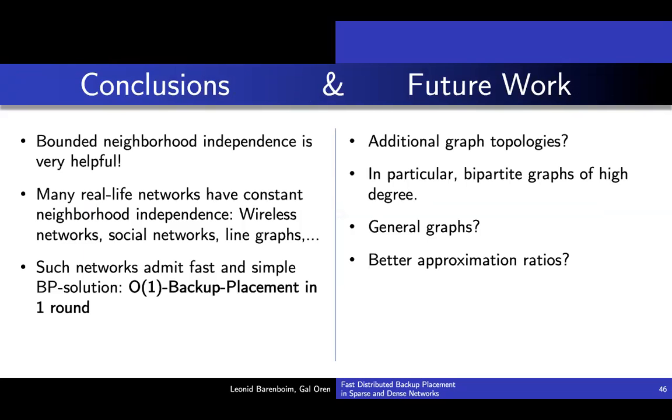To conclude our talk, bounded neighborhood independence is very helpful and should be used as a practical tool in theoretic algorithms. Many real-life networks have constant neighborhood independence: wireless networks, social networks, line graphs, and more, and it really simulates real problems. Such networks admit a fast and simple backup placement solution, O(1) backup placement in 1 round.